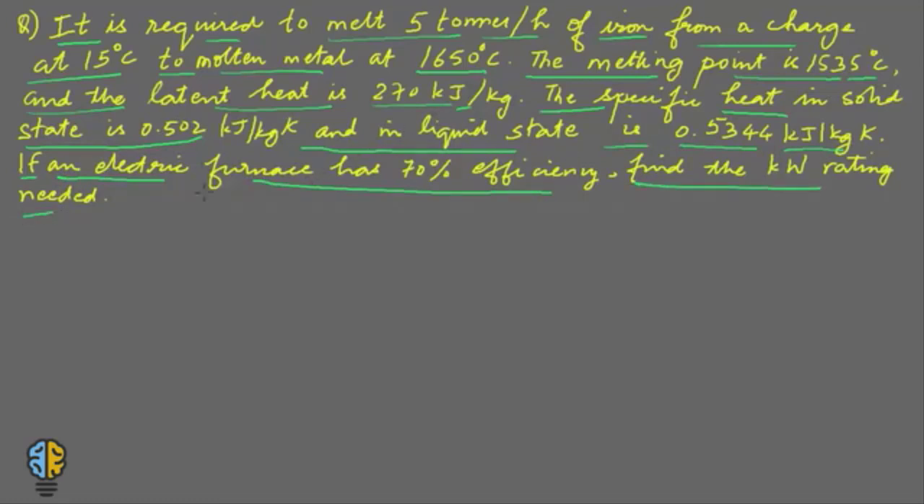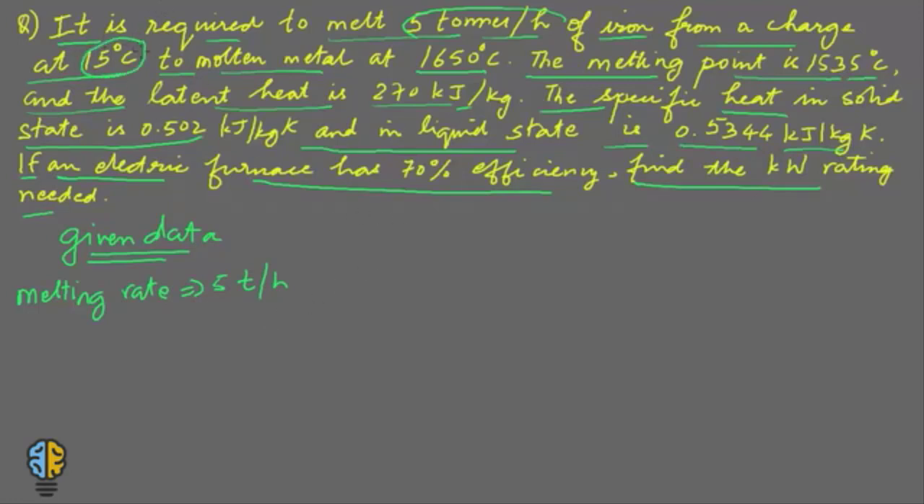Now let's read this question once again, and then write down the given data. This is the starting point of every question. Write down the given data. So given data, you have 5 tons per hour. This is the melting rate. So you have to melt 5 tons of iron per hour.